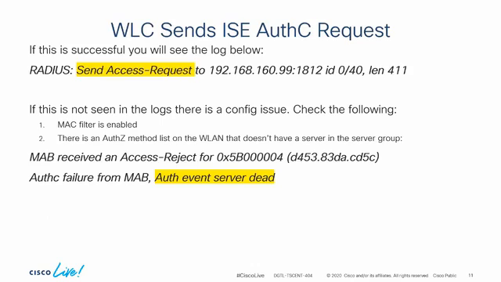After we've received the association request from the client, the controller should then send an authentication request to ICE. If this doesn't happen, then the problem is most likely in the config. We need to check and make sure that MAC filtering is enabled and there's a valid authorization method list on the WLAN. The authorization method list on the WLAN has to be tied to a server group that has a server in it. It's possible that the server group associated with the method list doesn't have any servers in it, or it did at one point and you removed it.